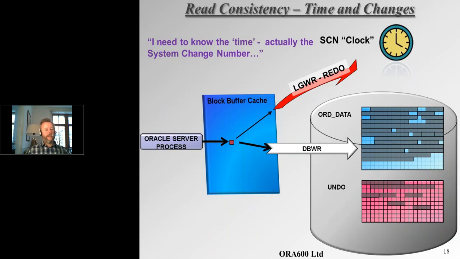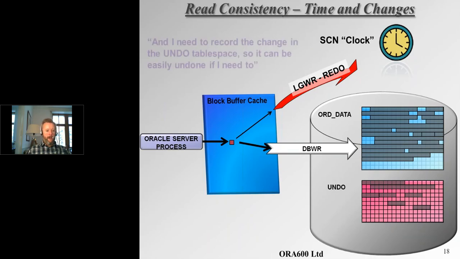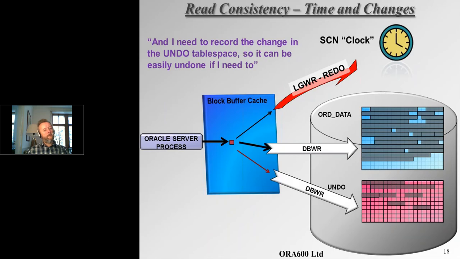And Oracle records that SCN with that record to say this is the point in time when that record was changed. Oracle also writes the block as it was to undo.